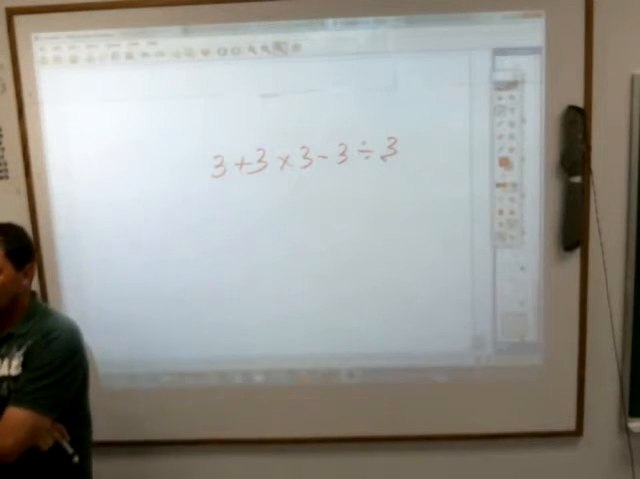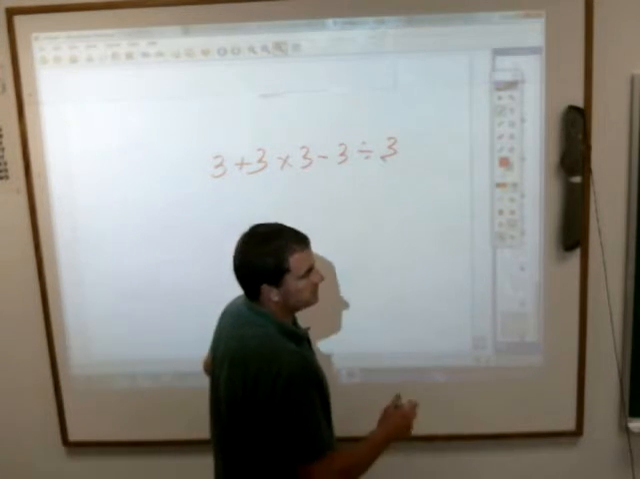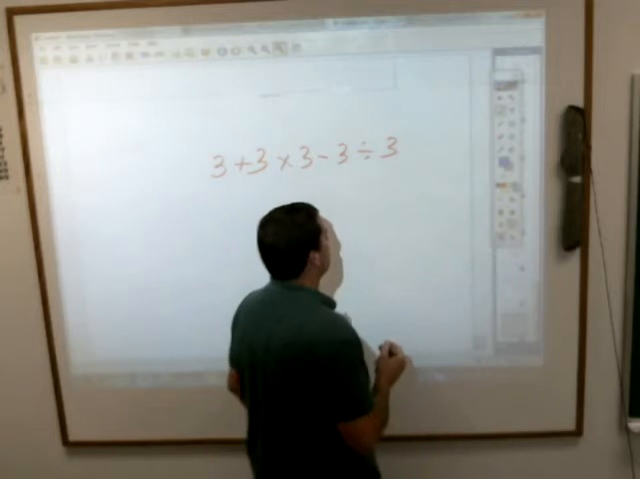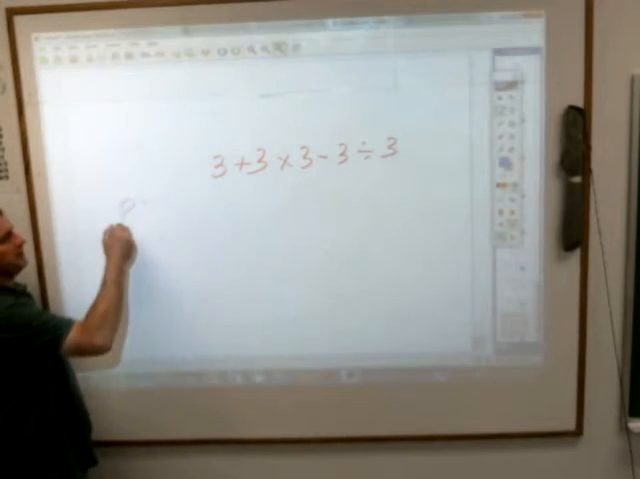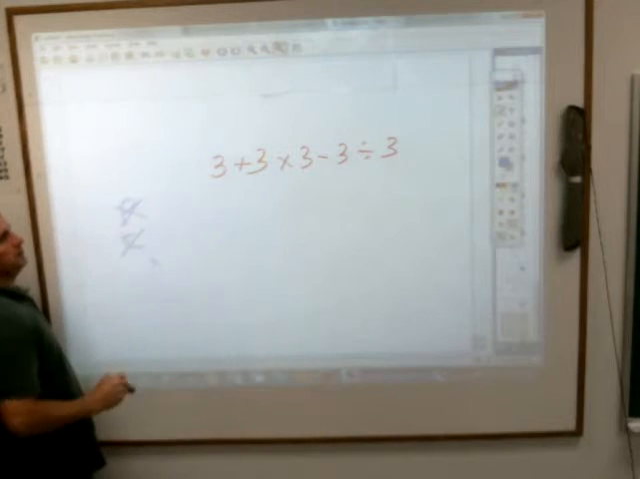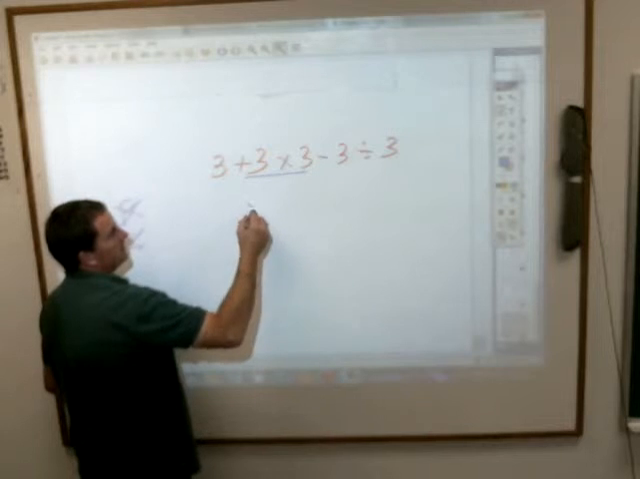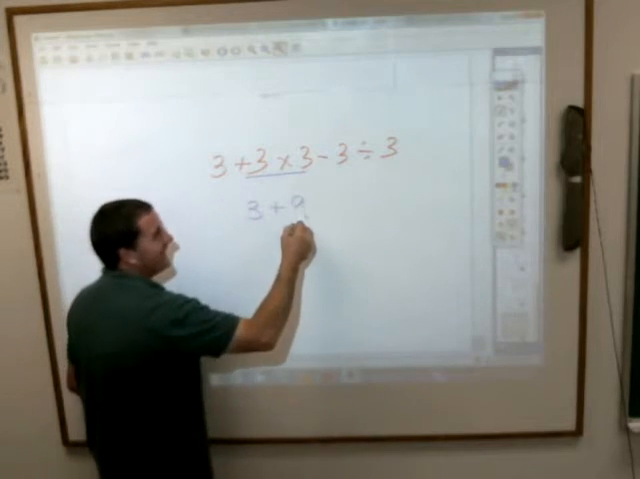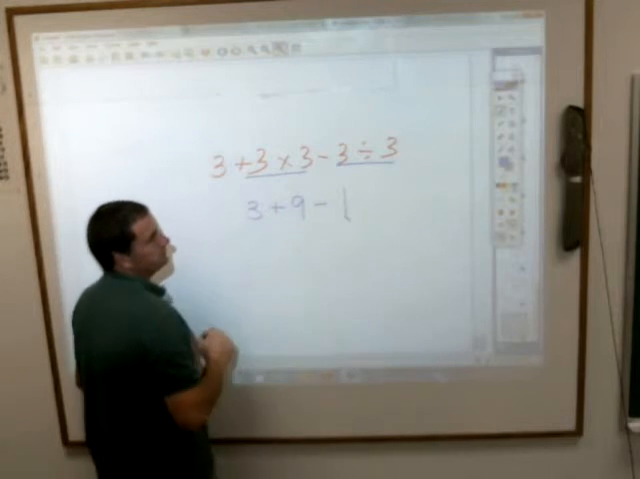And after all the proverbial smoke clears, Alex says 11. Am I disagreeing with that? I'm not. Sam is. What's Sam saying? Sam says 0. Let's see. First of all, no parentheses, no exponents, so we start with multiplication and division from left to right. First one you come to is that, so it ends up being 3 plus 9. And then division there, minus 3 divided by 3, which is 1.